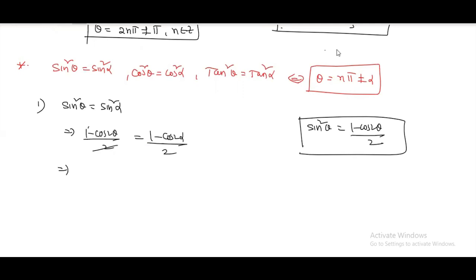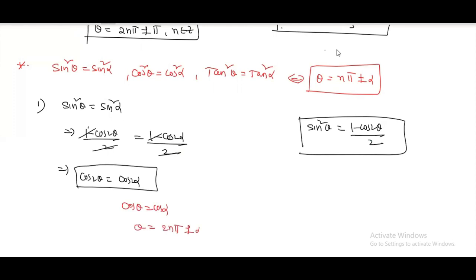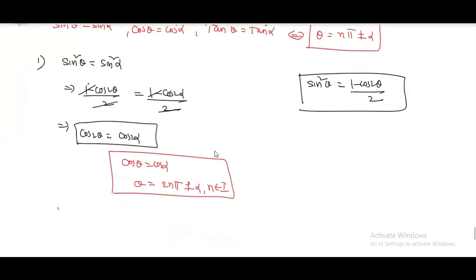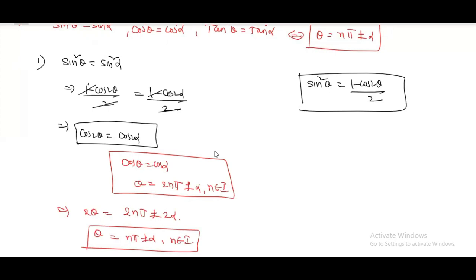On both sides, the 2 gets cancelled, and the 1 and minus also get cancelled. You'll get cos 2 theta is equal to cos 2 alpha. What is the general solution for cos theta is equal to cos alpha? Theta is equal to 2n pi plus or minus alpha, where n belongs to integers. According to this, we can write 2 theta is equal to 2n pi plus or minus 2 alpha, from where theta is equal to n pi plus or minus alpha, where n belongs to integers.